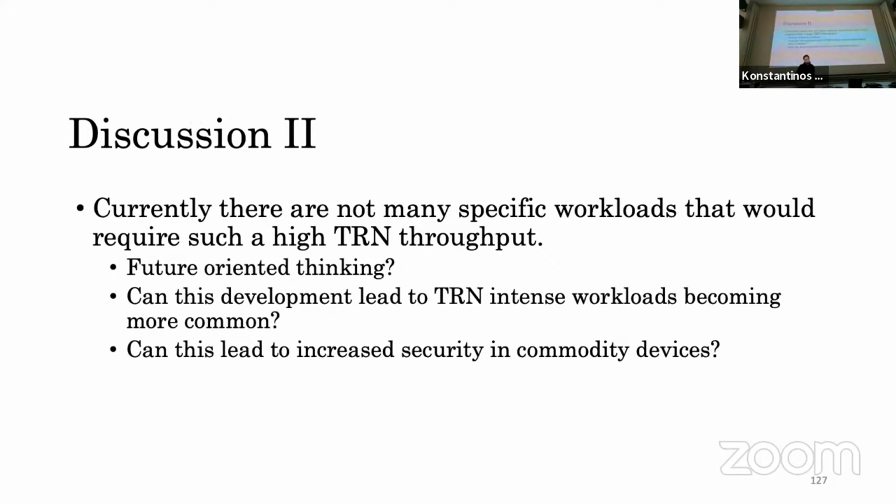Discussion point 2: it's kind of a weakness, but I personally don't think it's a weakness. That's why it's a discussion point. So currently there are not many specific workloads that would require such a high throughput of true random numbers. Quantum key distribution is one of them, and also some very intense simulations would need that, but not many things you would use on commodity hardware. So is that future-oriented thinking, or is the paper trying to solve a problem that's not really even a problem yet? Can this potentially lead to future developments where more true random number intense workloads are available on commodity machines? Would that also in turn lead to improved security on such devices? Curious to see what you have to say about that one.